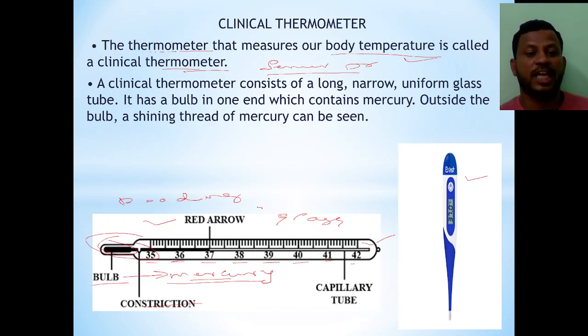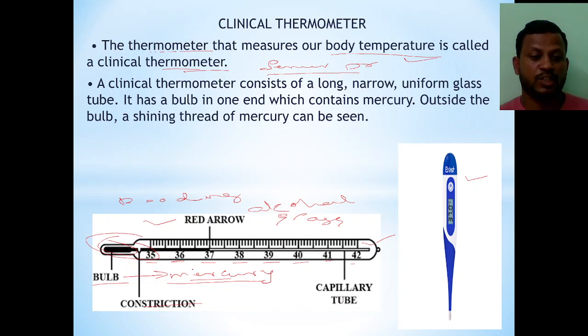The second one is alcohol. Alcohol is also used in the thermometer. This is the chemical alcohol, not the drinking alcohol. This is a different alcohol which is also used in the thermometer.